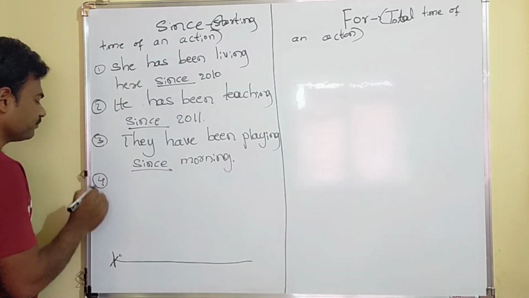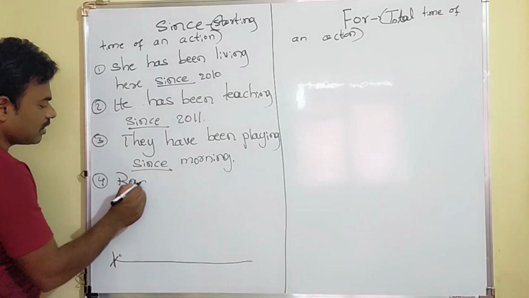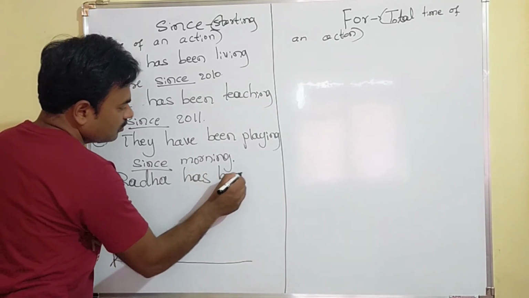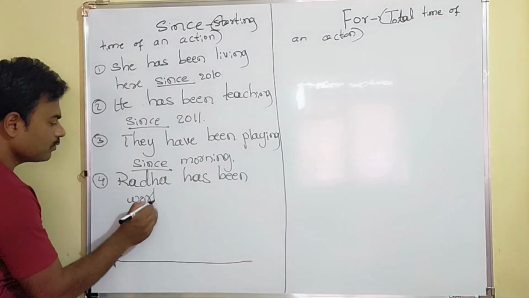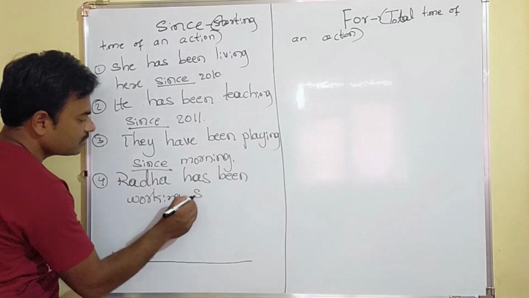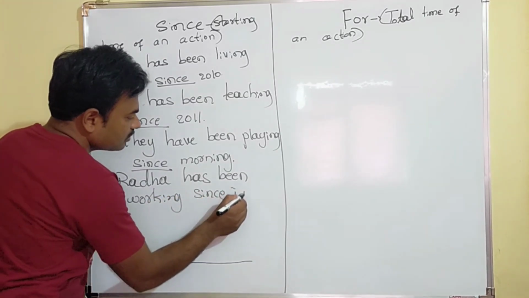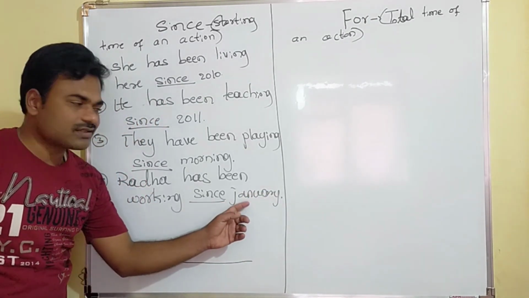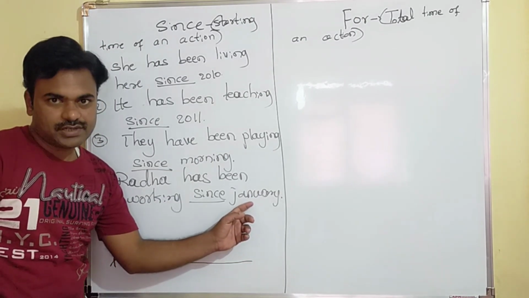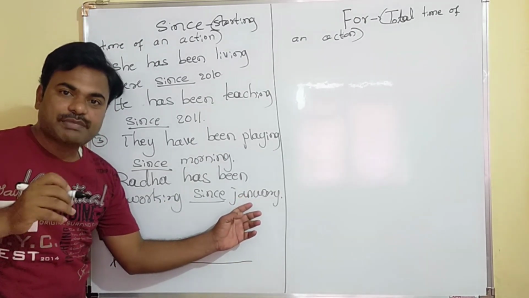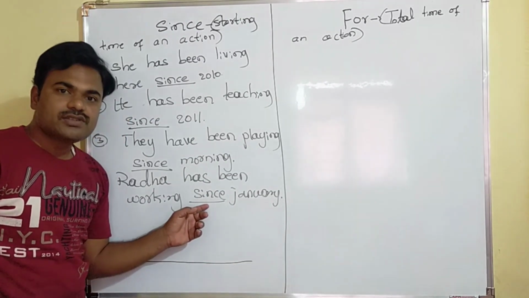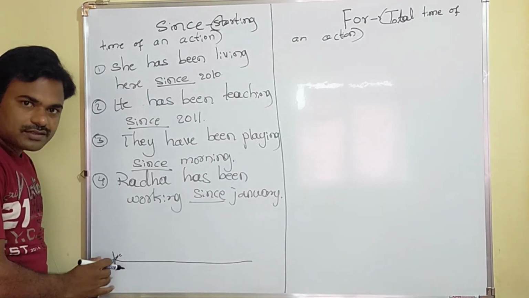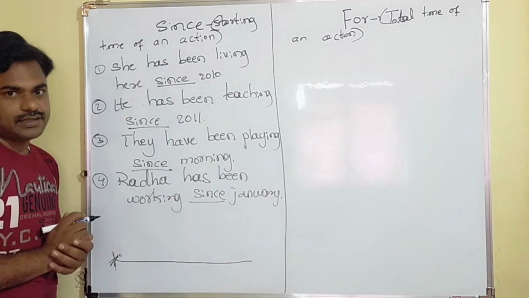Another example: Radha has been working since January. Since January. Her working action started in January, it means her working action began in January. That's why we use since. So let me clarify: when we use since, it means our action begins there.